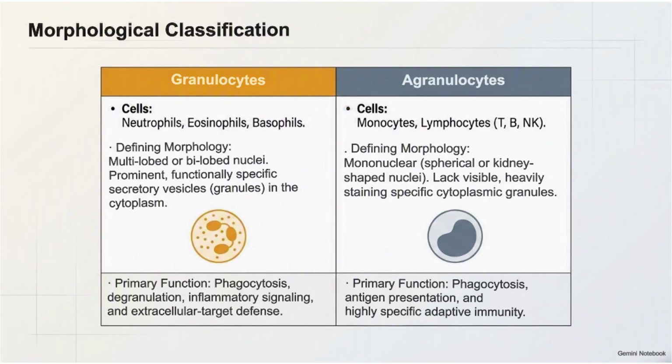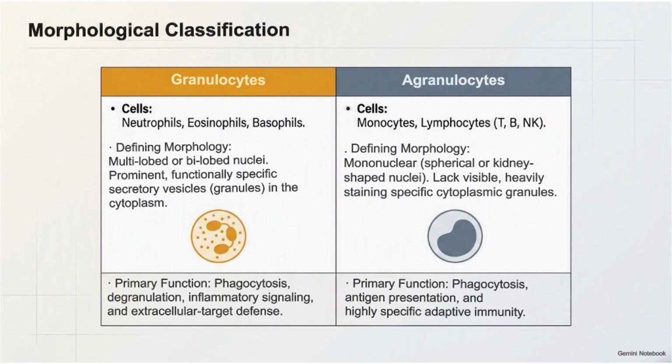Now, the name agranulocyte can be slightly misleading because it doesn't mean these cells contain absolutely no intracellular granules. Rather, they lack the large, conspicuous, specific granules that characterize the granulocytes on a routine blood smear. Monocytes are generally larger cells with an indented, kidney-shaped or horseshoe-shaped nucleus, while many circulating lymphocytes are dominated visually by a large, round nucleus surrounded by a relatively thin rim of cytoplasm.